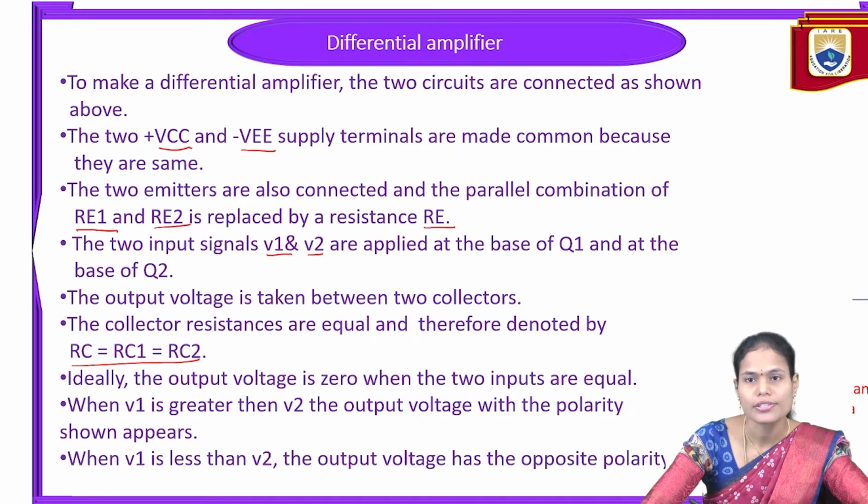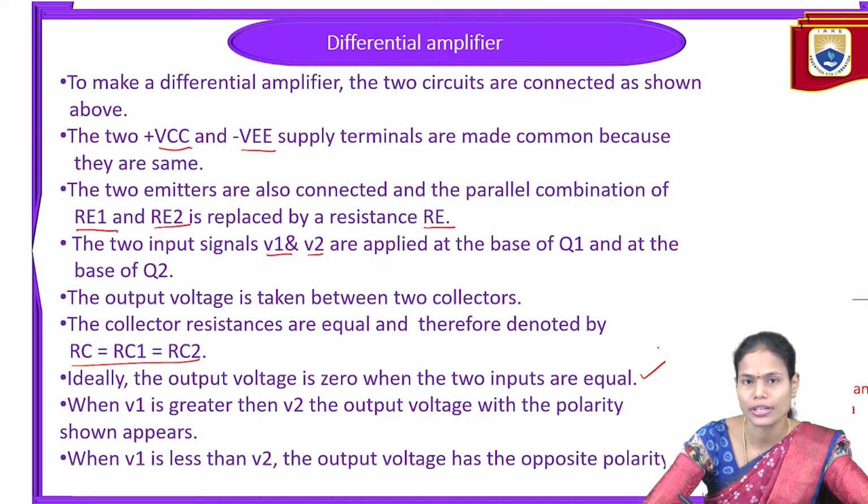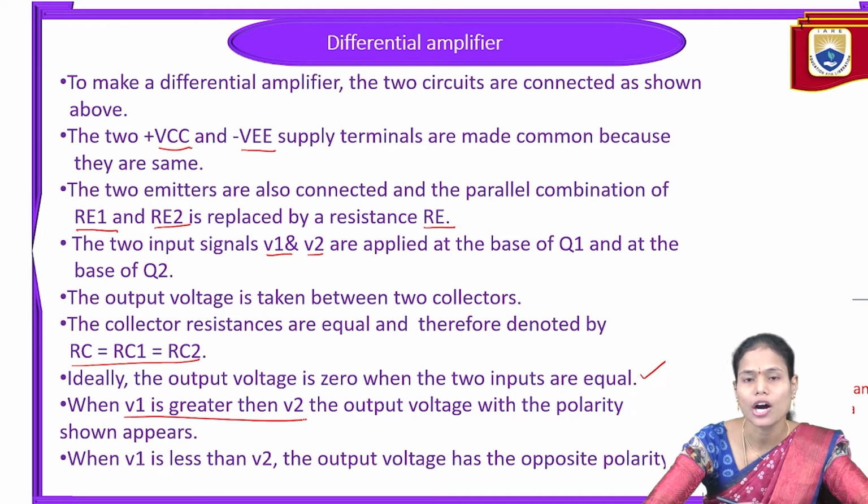So in the ideal case, the output voltage must be 0 when the two input voltages are equal. But in the practical case, we may not provide both voltages equal. One is greater or one is less. For example, if I make my input voltage V1 greater than V2, then the output voltage polarity depends upon the polarity of the first input, that is V1. If V1 is positive, we will get the output voltage as positive. If V1 is negative, we will get the output voltage as negative.